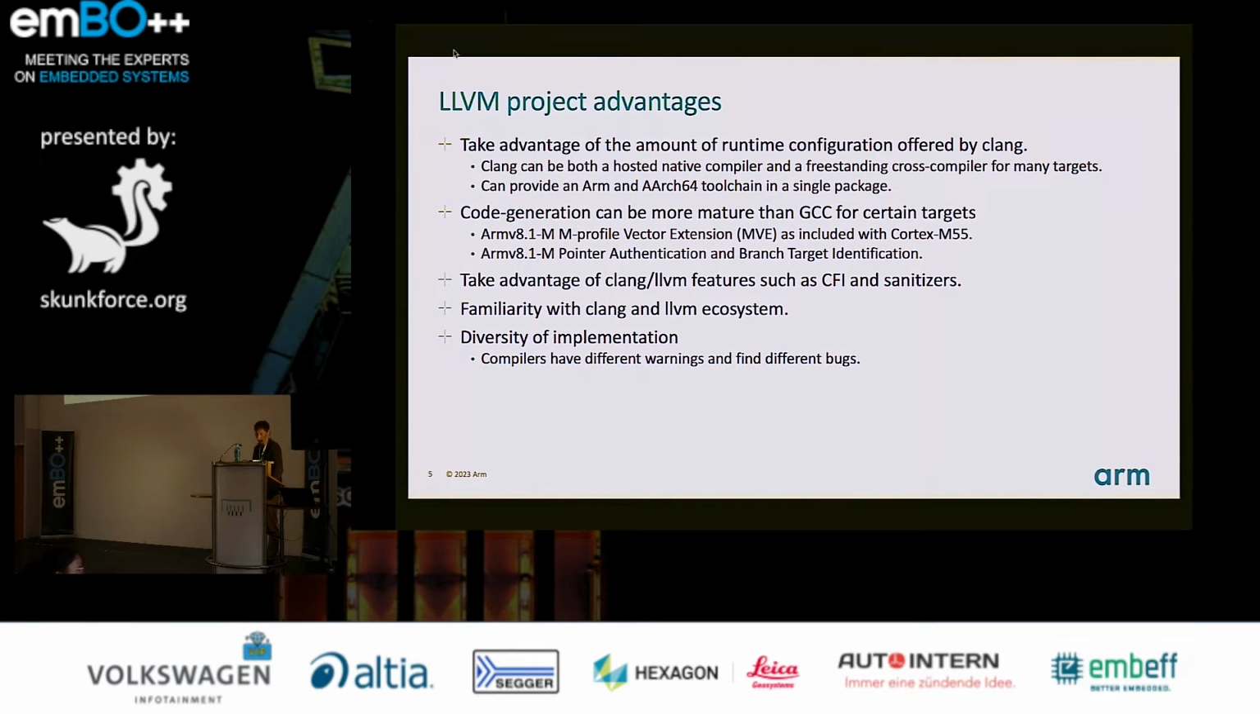Certainly in terms of code generation, sometimes GCC is more mature for particular targets, and sometimes Clang. It all depends on which of these the actual developers implement these features first. So the new Cortex M85, which has something called an MVE, effectively a SIMD unit for microcontrollers, was developed first for LLVM, so the code generation for that is currently better in LLVM at this point.